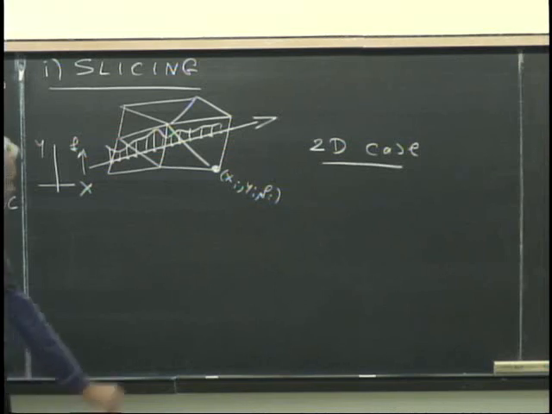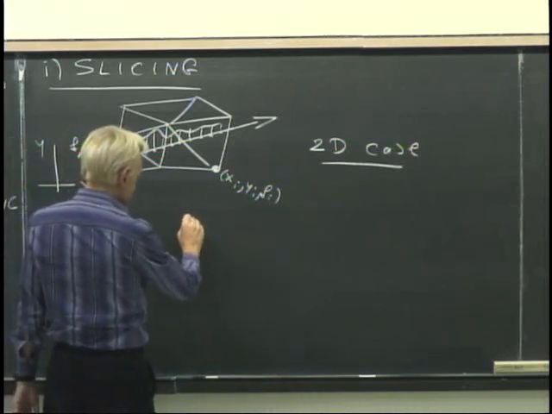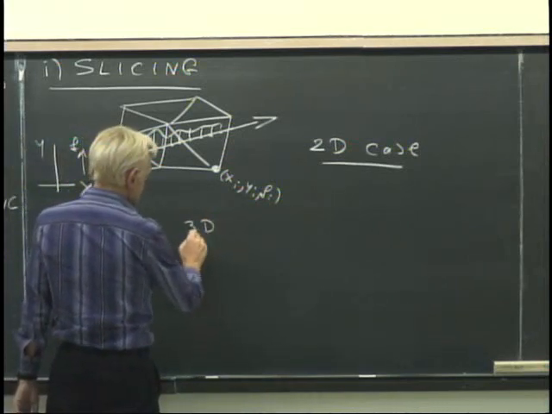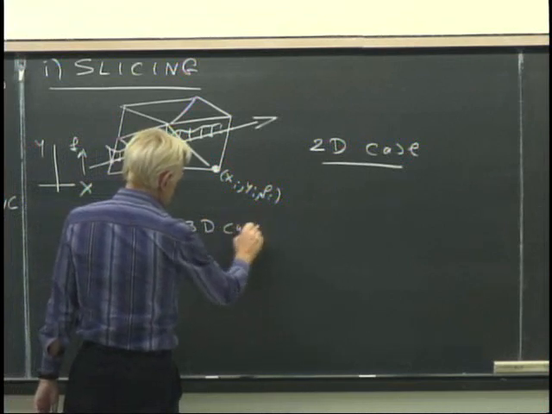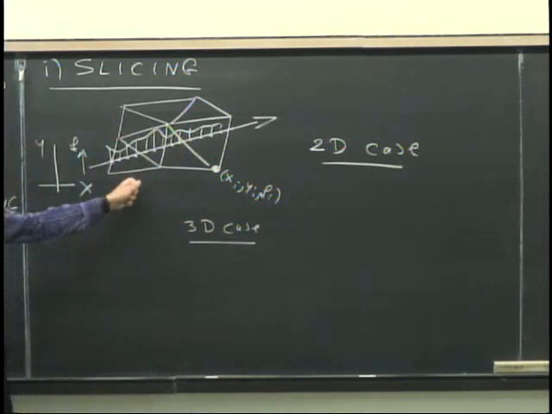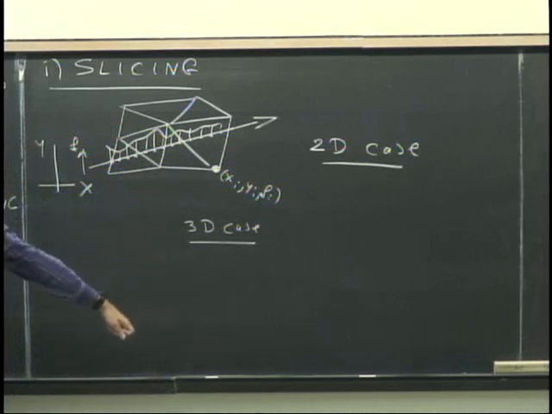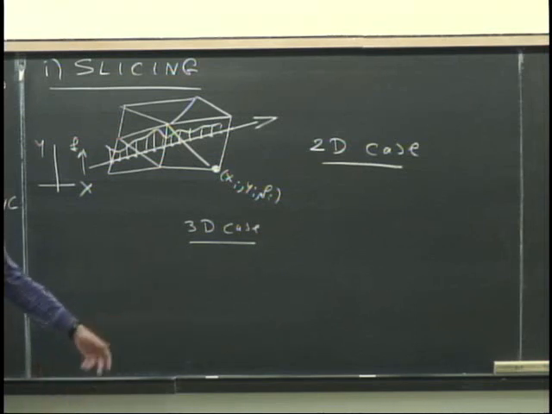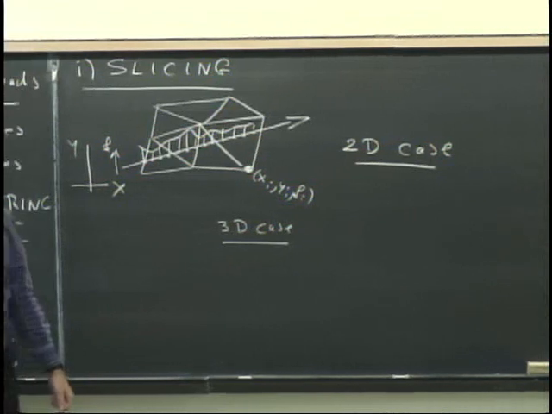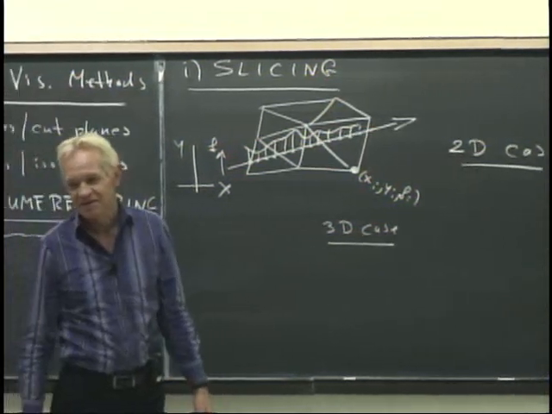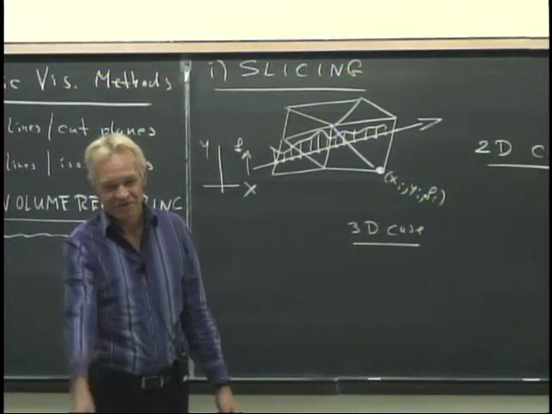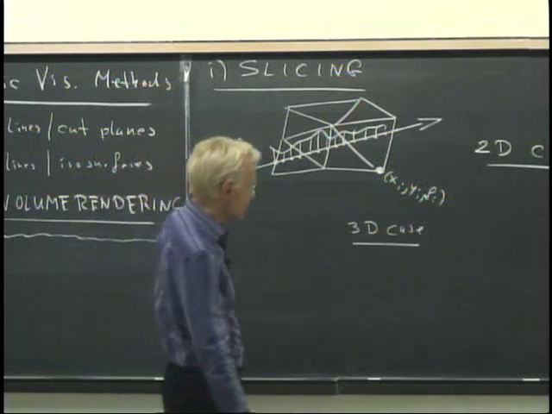What is the analog 3D case? Well, in 2D, the simplest element that we can cut is a triangle. What is the simplest element that we can cut or slice in 3D? Tell me, shoot, you know it. Jennifer? Tetrahedron? A tetrahedron.